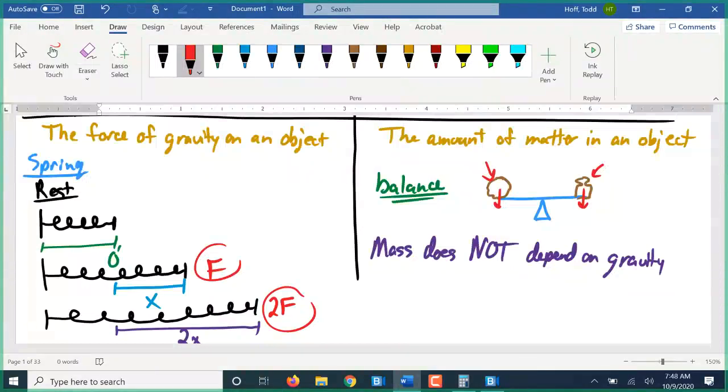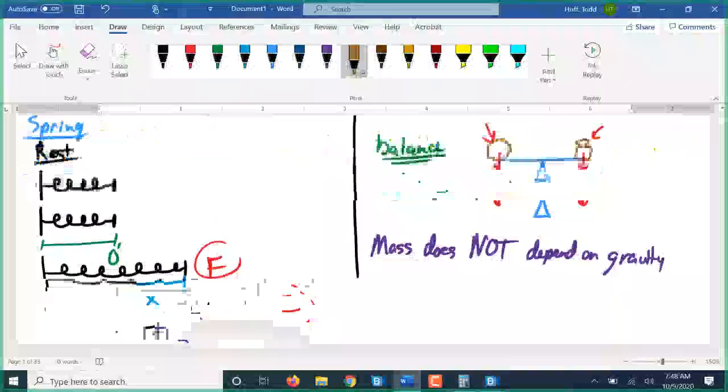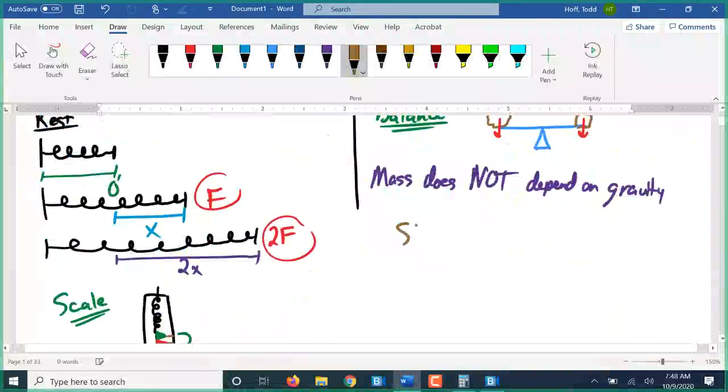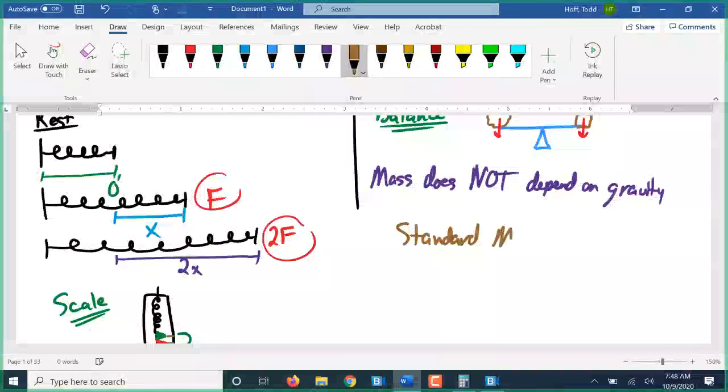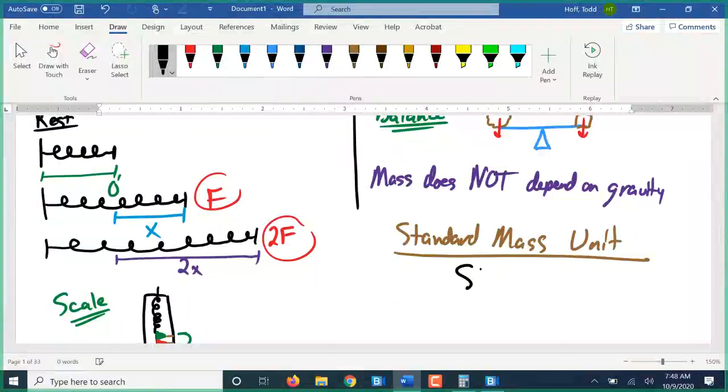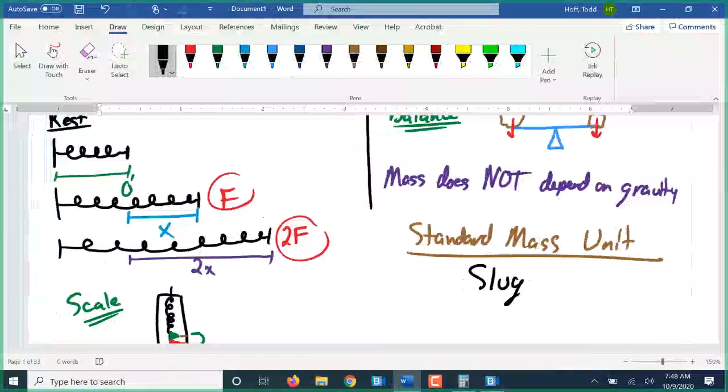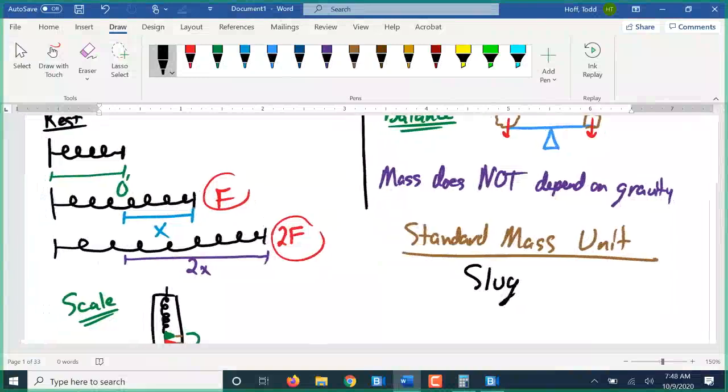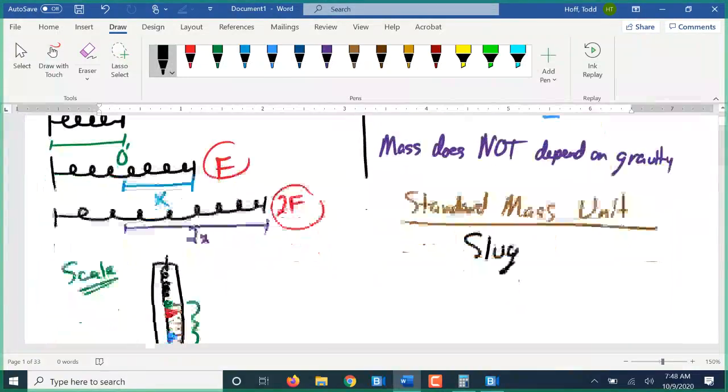In the standard system, we tend to focus on weight. So let's look at our standard mass unit first. The unit for mass in the standard system is called a slug. A slug is 32 pounds. It would be one slug. Now, that would be the conversion under Earth's gravitational field, I should say.